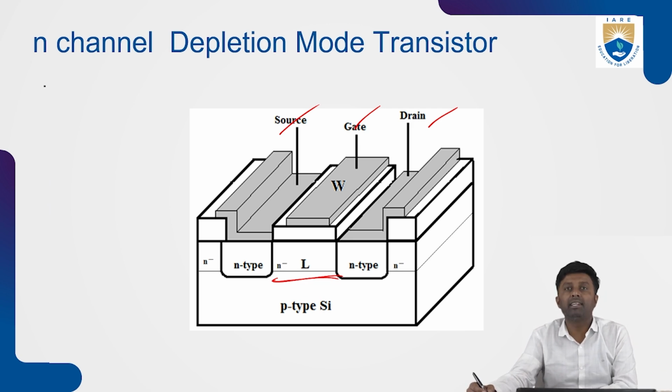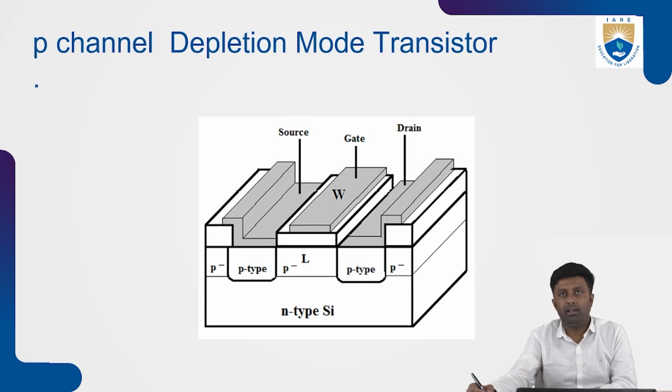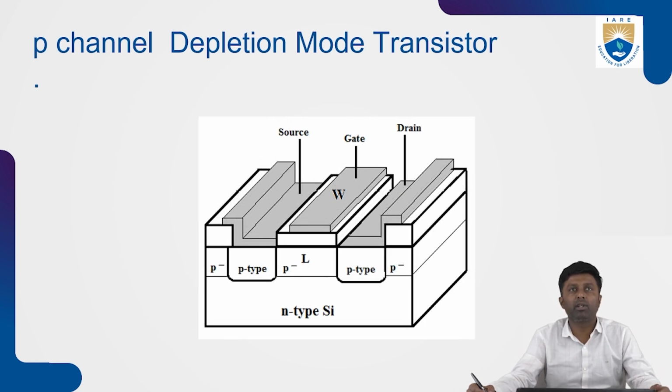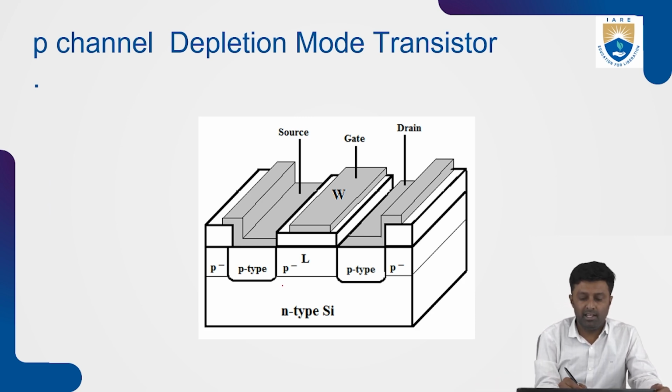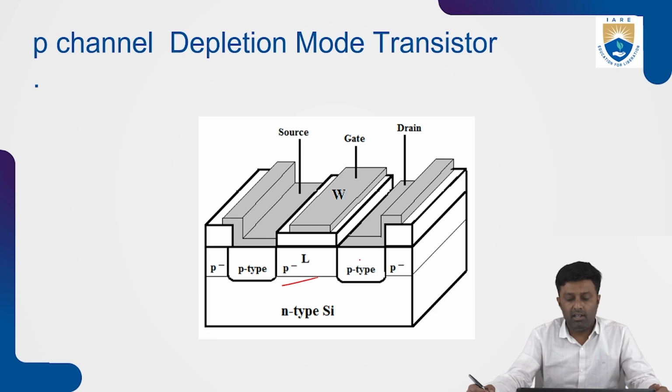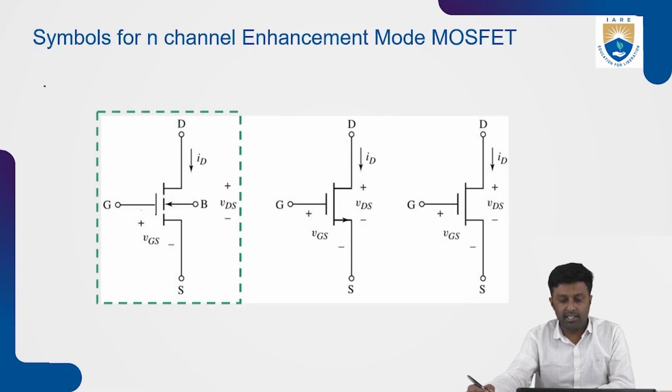The channel exists in the transistor. As you can see, this is one more type, a P channel depletion type MOSFET. Here also the channel exists. So these are the types as you have seen.